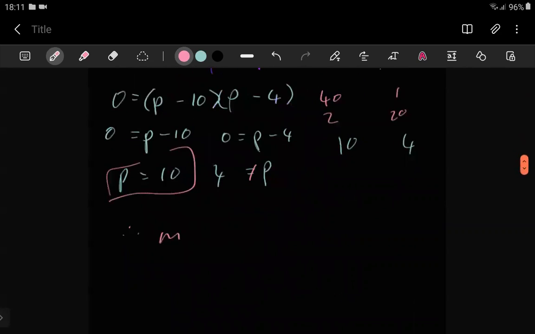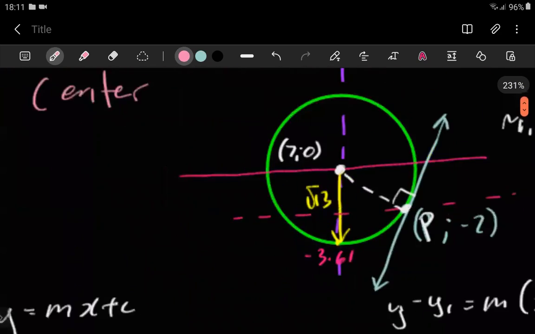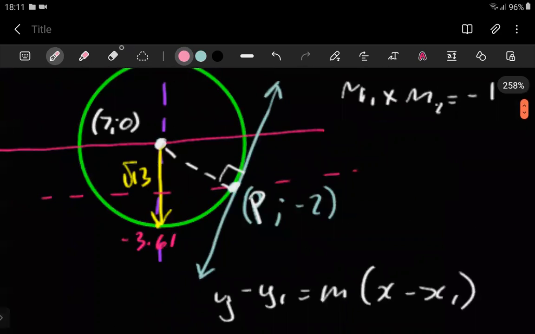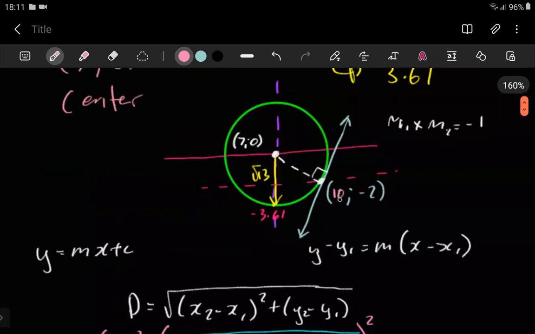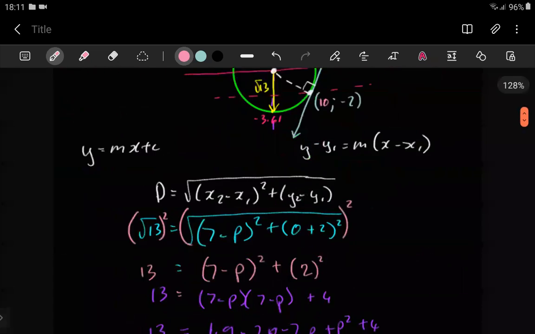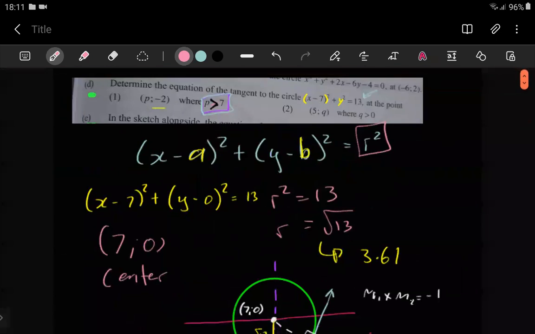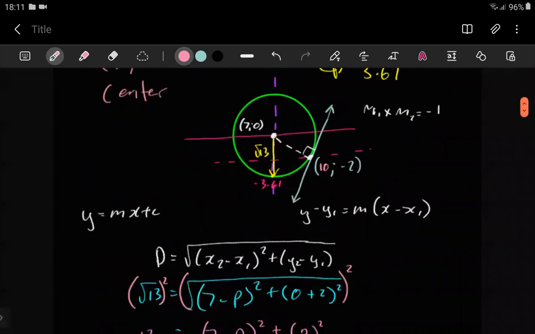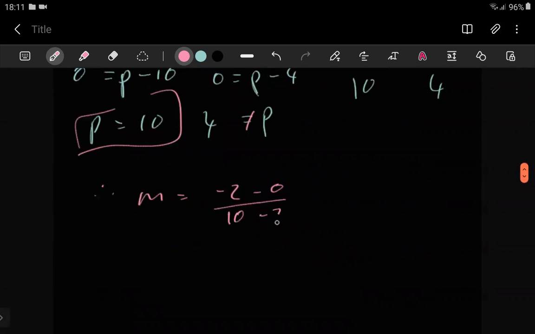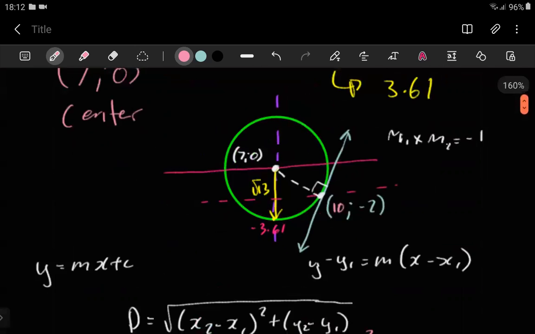we can use these coordinates here. Got this to be a 10. So we can just get the gradient, you see. You can say negative 2 minus the 0 over 10 minus 7. It's the gradient formula. So this is going to be negative 2 over 3. That's the gradient of the white dotted line. You see, it's a negative gradient.